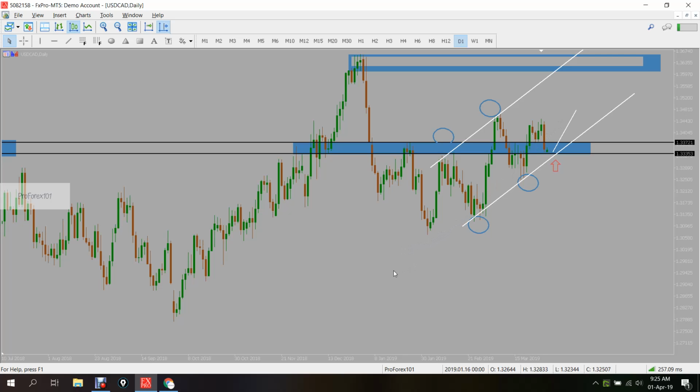So yeah, guys, let's see how this plays out. Towards the end of the week, I'll do a post-trade analysis depending on whether it worked out or not.